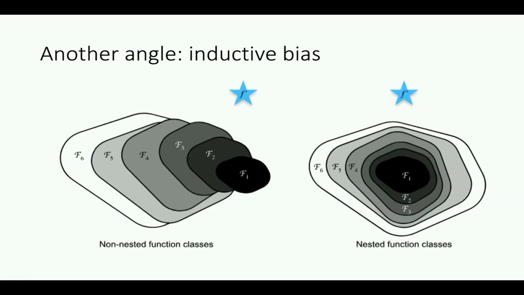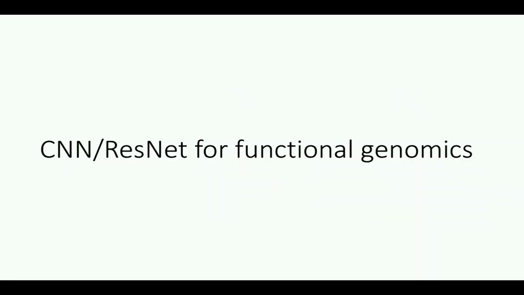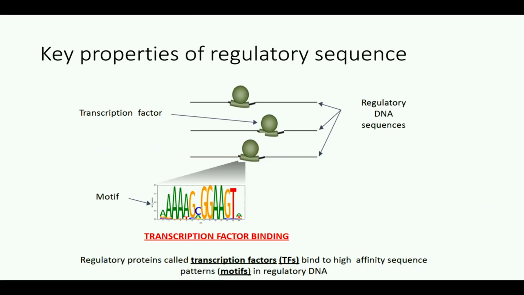Okay, so now we have introduced these two architectures. We can see why and how this can be applied to functional genomics data. The first simple example is the task of motif discovery. We talked about the motif repeatedly before, which is basically the sequence specificity which decides whether or not it will be binding or interacting with a certain protein.